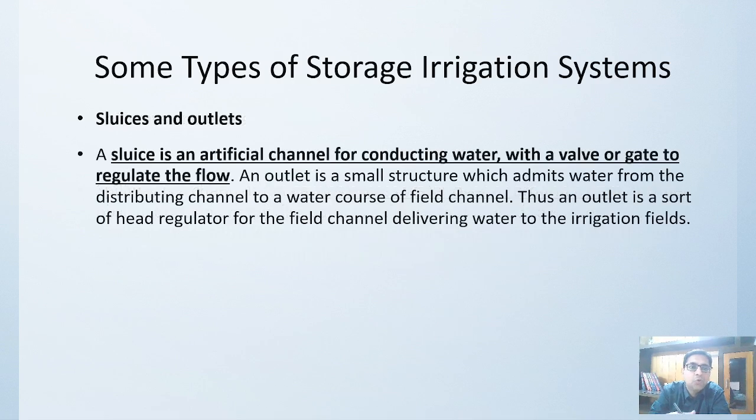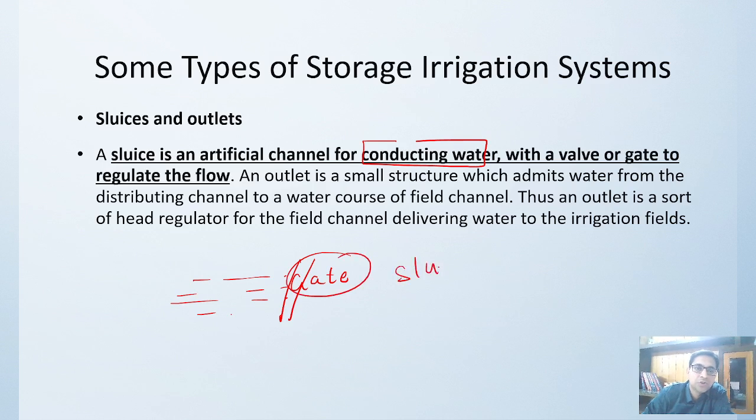And then we have a sluice and outlet. A sluice is an artificial channel for conducting water with a valve or a gate to regulate it. Now like this we have, say, water filled over here. So this is a gate. We call it a sluice gate. You open the gate, water starts flowing over here. You close the gate, water will stop flowing here.